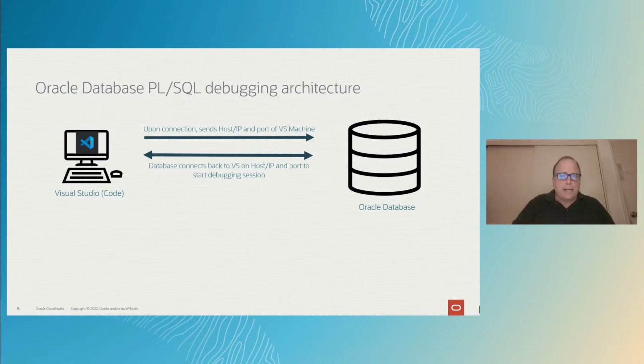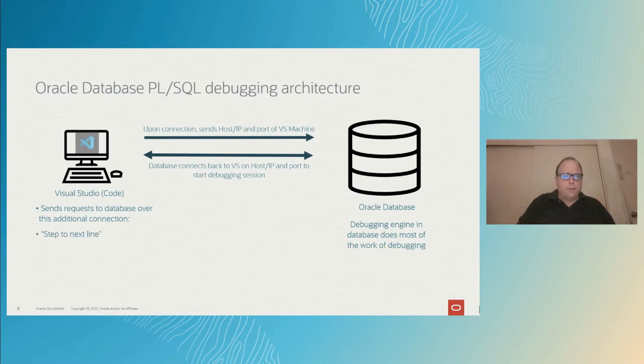So once that second connection is established, now debugging begins, and Visual Studio Code sends requests to the database about where they are in the code, etc. And the Oracle database actually does most of the work of maintaining the state of the debugging session, such as what line you're on, what the variable values are, what locals you want, and stuff like that. So, for example, step to next line. It goes back and forth to the database to take care of that. What are the local variable values? Or set breakpoint here.